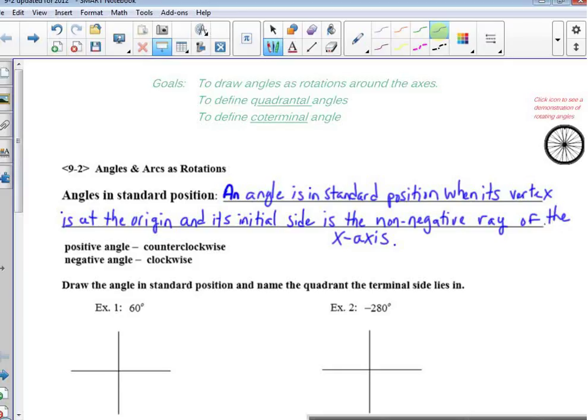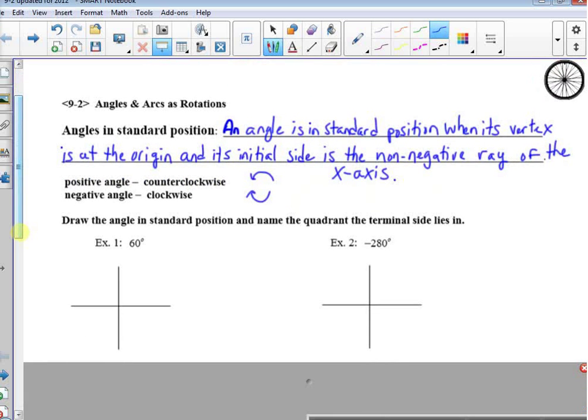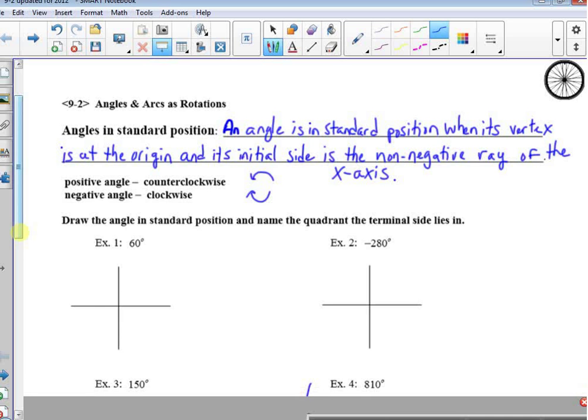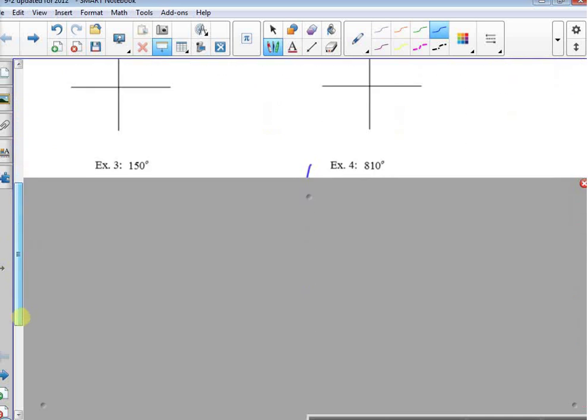Okay, so let's take a look at this. Positive angles, you're going to go counterclockwise. So for positive angles, we're going to be going like this. For negative angles, we're going to be going like this. So draw the angle.